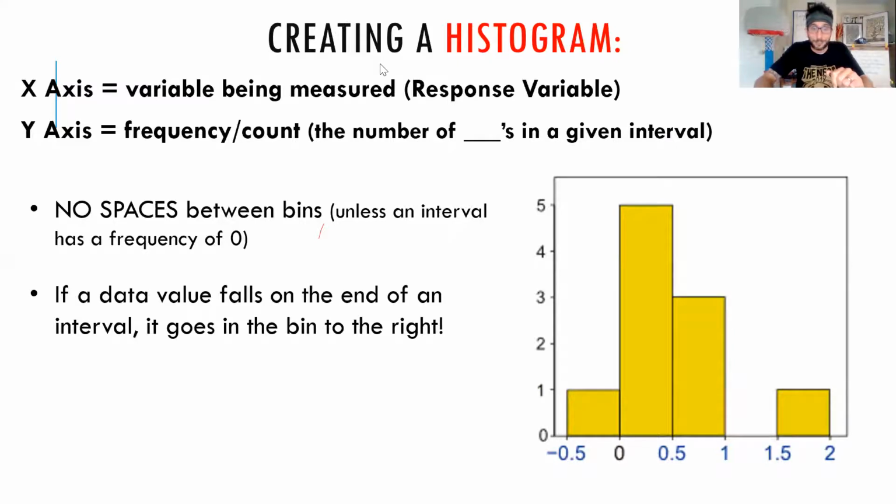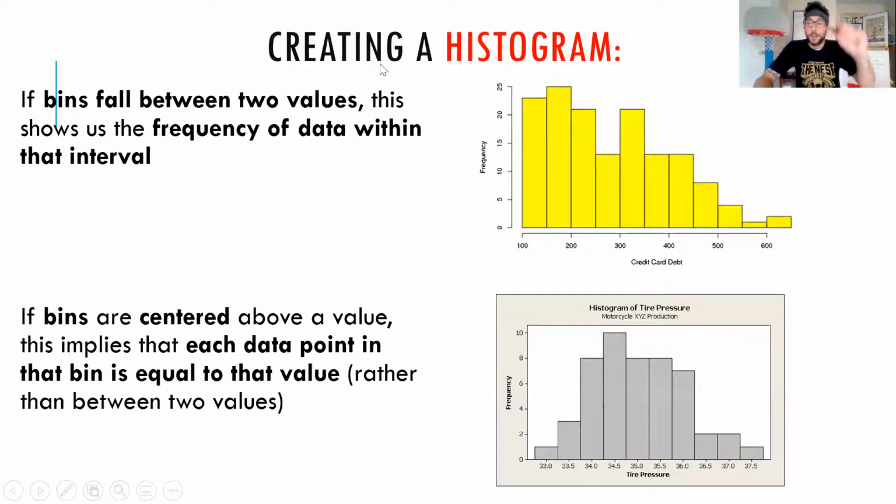Let's see what else we got. So, last little bit of generic info before we create a graph. I mentioned that in the histograms we've looked at so far, we cannot really reproduce the original data set. So if the bins fall between 2 values, and this histogram should look familiar, this bin is between 100 and 150, or this bin here is between 200 and 250.